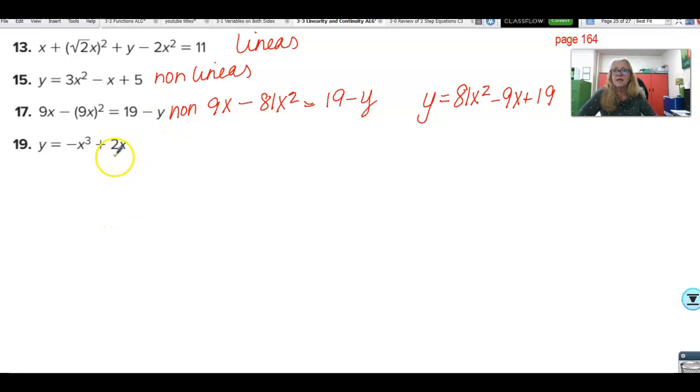Okay. Same with number 19. There's just not going to be any fixing this x to the third. There's no other x to the third to add to it to make it disappear or anything. So this one is also nonlinear. Ooh, buddy. Yep. Okay.